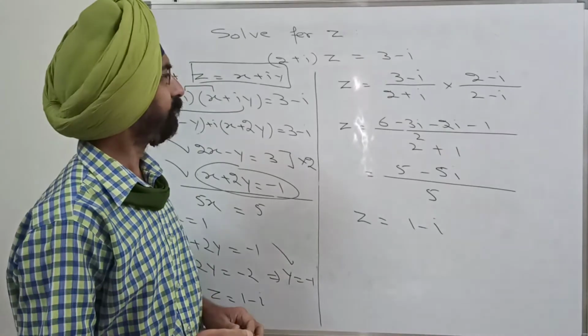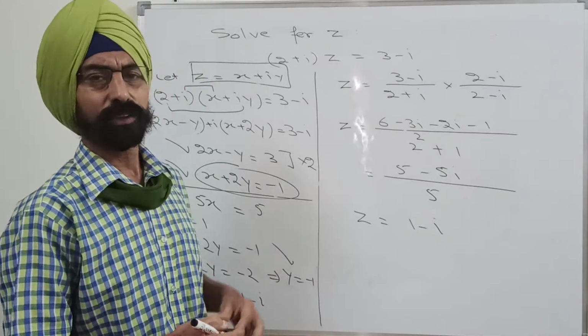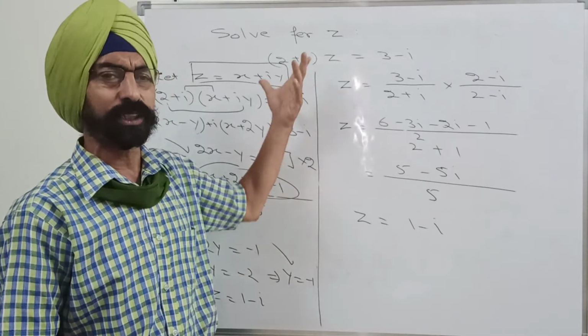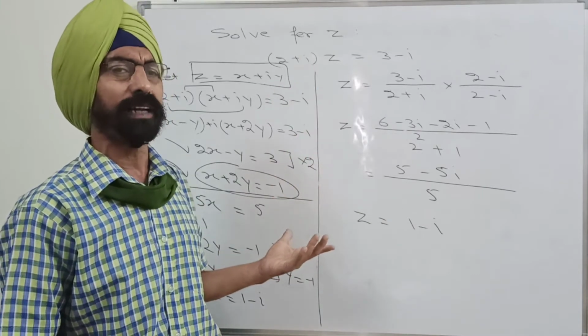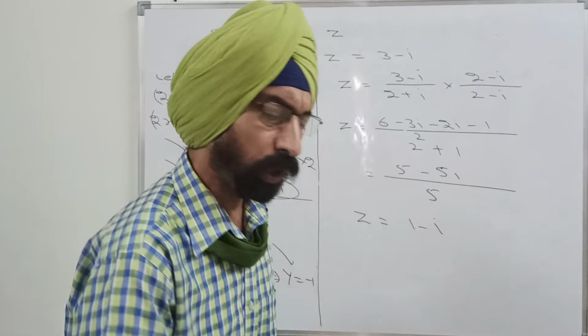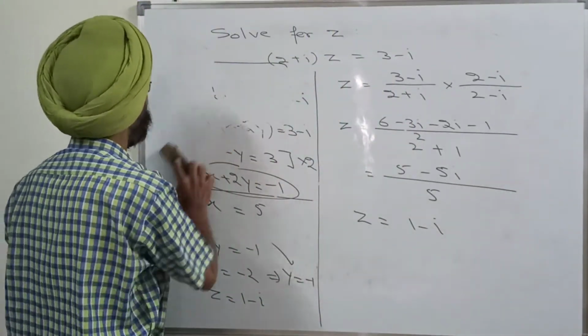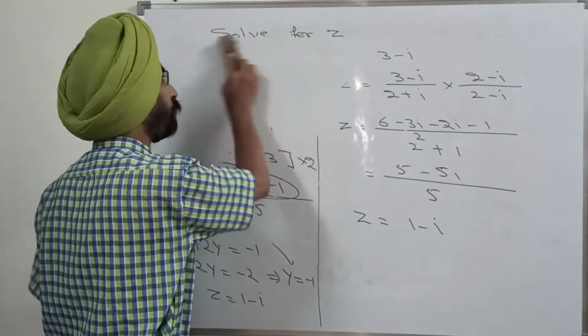So you can solve z in several ways. Two methods I have discussed here. There are several other methods by which you can solve this equation to get the value of z. So now I'll move on to another question. As I have said, I'm not going to very difficult questions.